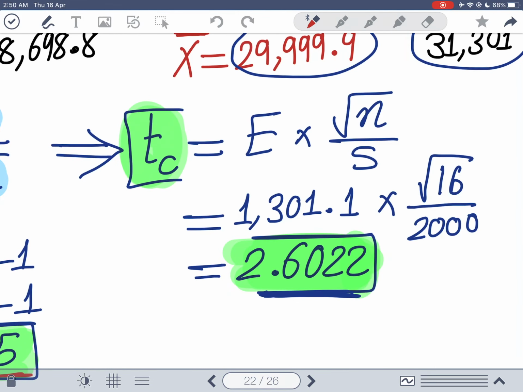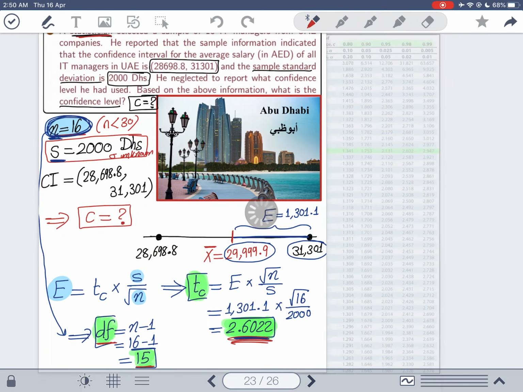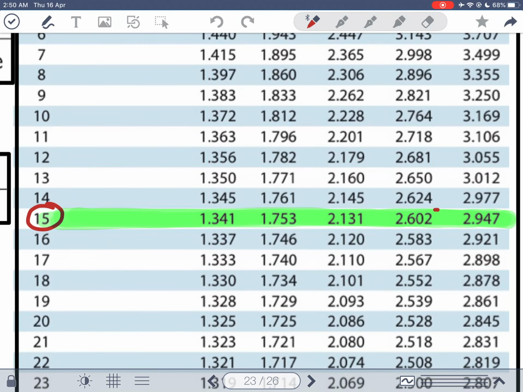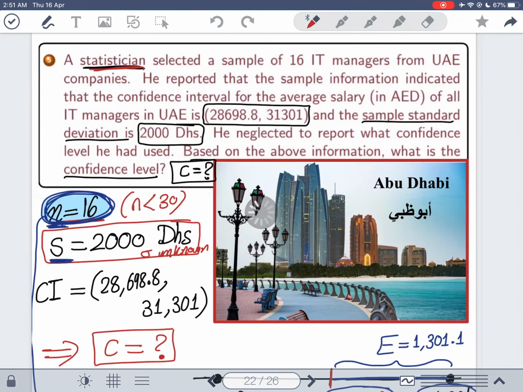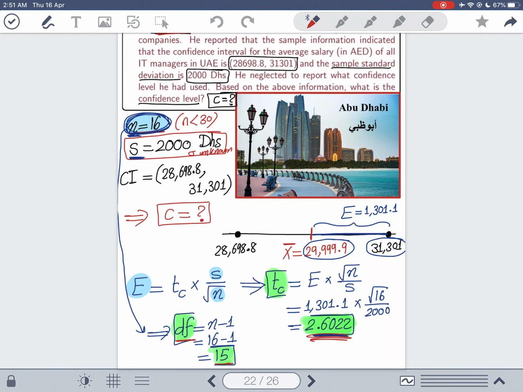T was here, 2.6022, it's here. Okay, so let's go up and see what would be our confidence level. So if you go up, oh, it's here. So this is what we're looking for. Put a happy face. So you can say that our confidence level is 98%. So now you can say these two together, having t sub c and degrees of freedom, imply that our confidence level is 98%.